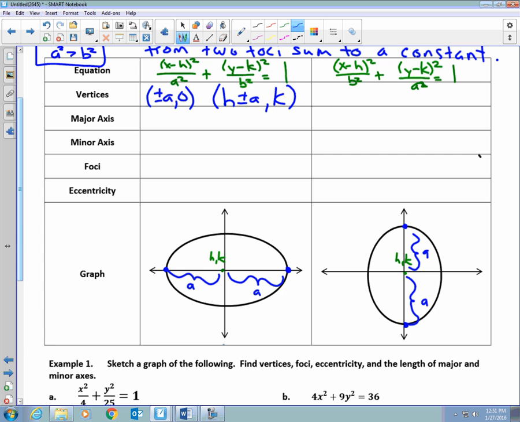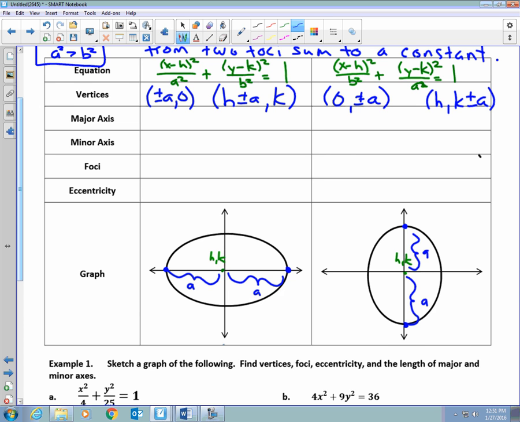Let's switch and look at one that is vertical. Suppose the center is at 0, 0. What would the vertices be? 0, plus or minus a. So if it's shifted, will that affect the h value or the k value? The k value. So it would be h, and then k plus or minus a.